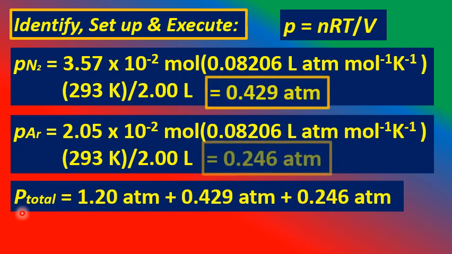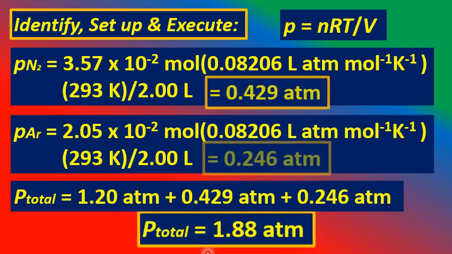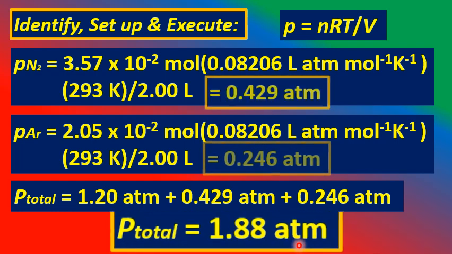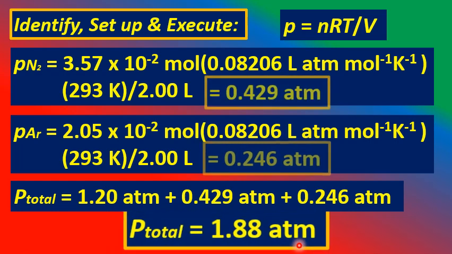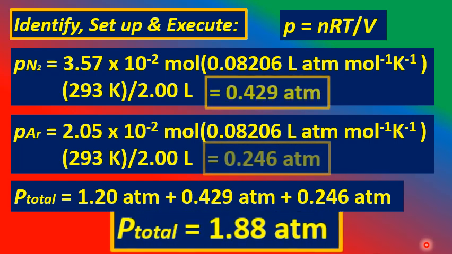Hence, we can now determine the total pressure of the gas mixture. So we just add the individual partial pressures, 1.20 plus 0.429 plus 0.246 atmospheres, and we will get the total pressure of the mixture equal to 1.88 atmospheres, rounded to 3 significant figures.